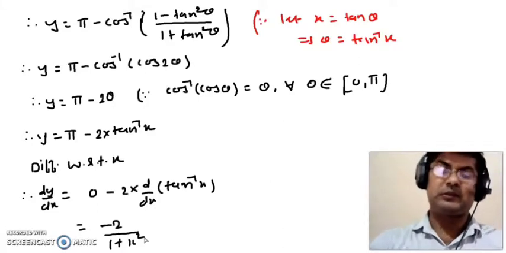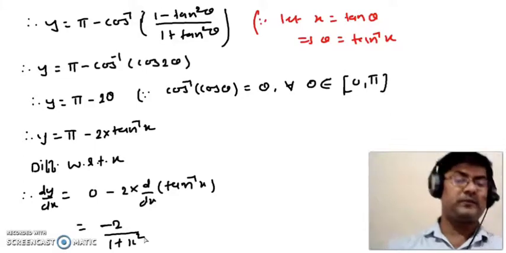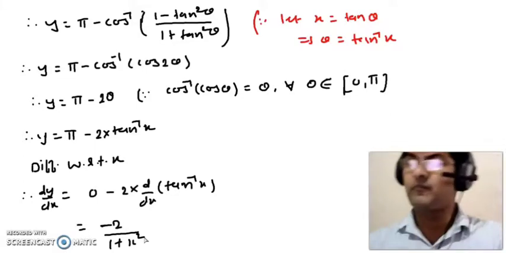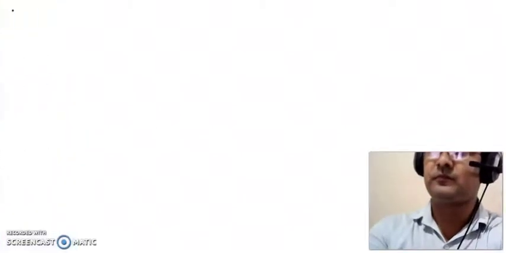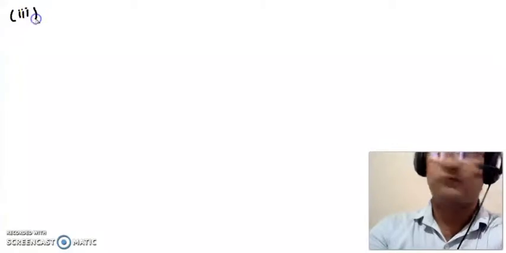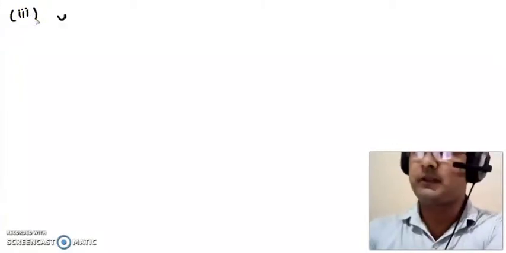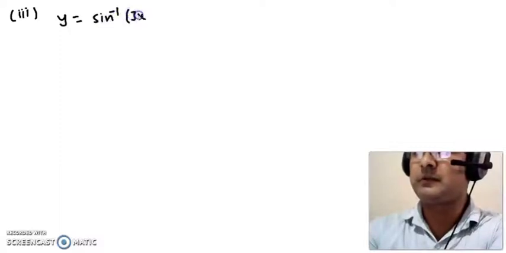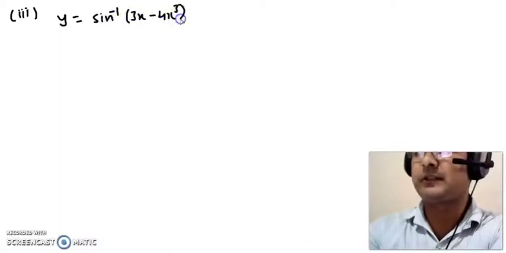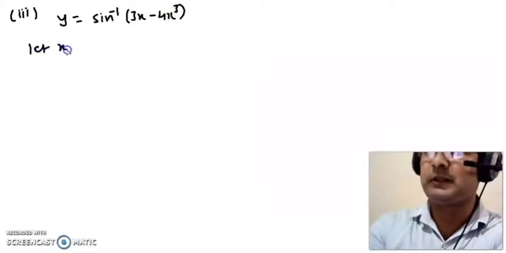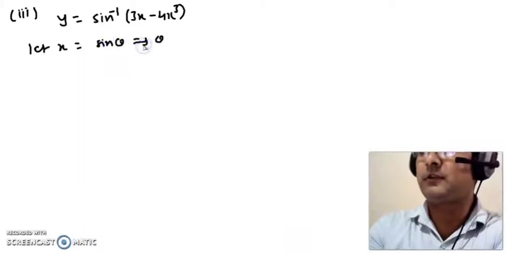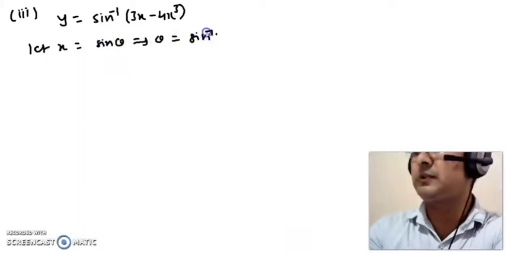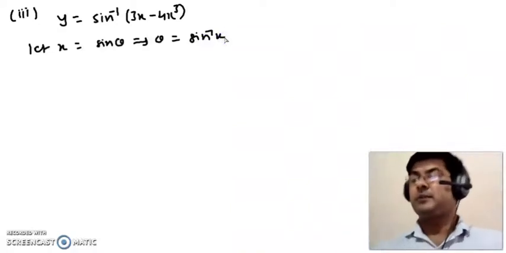Okay, so now let us solve the next question. Question number 3. Okay, we are given over here y is equal to sine inverse (3x minus 4x cube). Okay, let x is equal to sine theta, and therefore theta will be equal to sine inverse x.